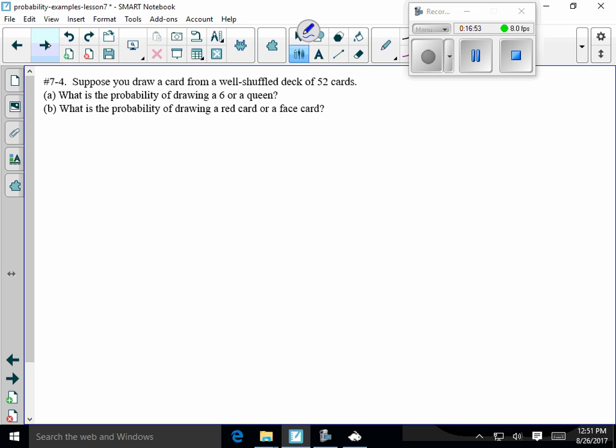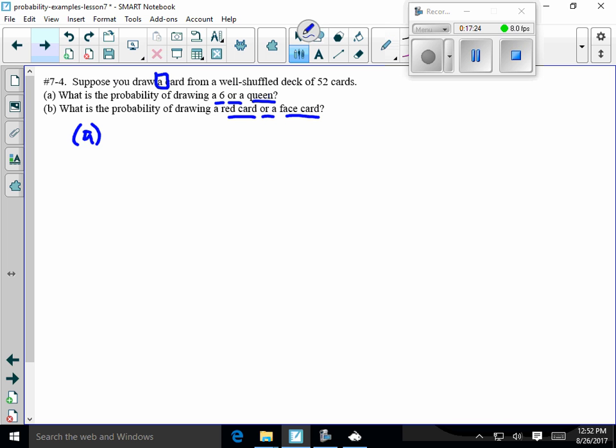Okay, so as I look at this, we're asking questions like 6 or queen, red or face card, but this is about drawing a card, right? So it actually is a single event. It's not like a compound event. Well, I guess you can consider it a compound event, but it's actually just the drawing of a single card. So don't get confused and think it's two cards. It's a card from that. Okay, so for part A, we're talking about the probability of a single card being a 6 or a queen.